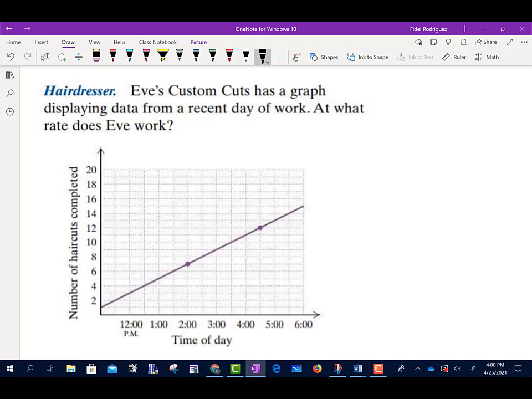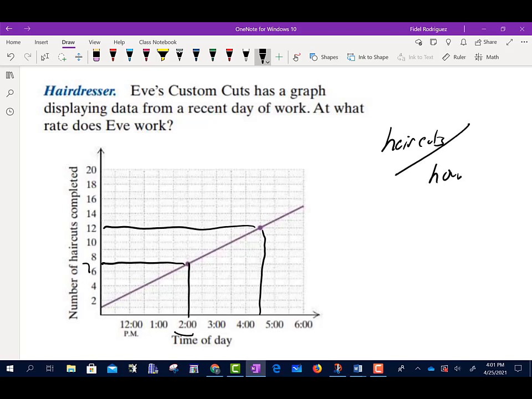Okay. So let's take a look at this way. At 2 o'clock in the afternoon, she had already done, this is going to be 7, right? She had already had 7 haircuts. And right here, this is at 4:30, right? Because it's between 4 and 5. She had done 12 haircuts. Okay? So we're going to figure out haircuts per hour.